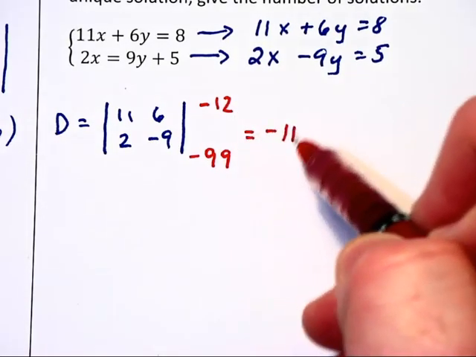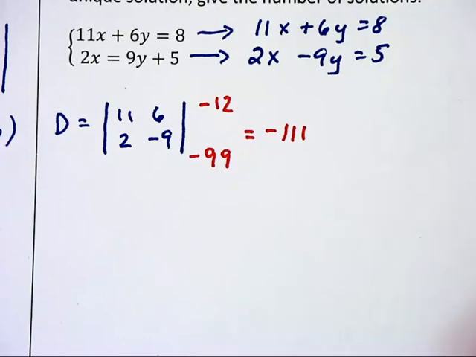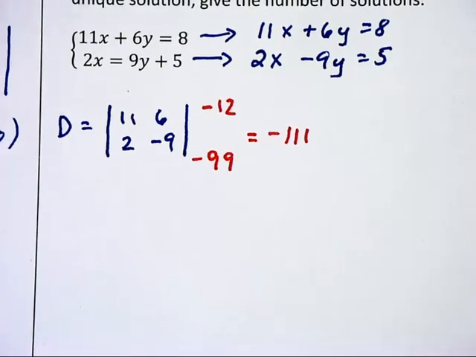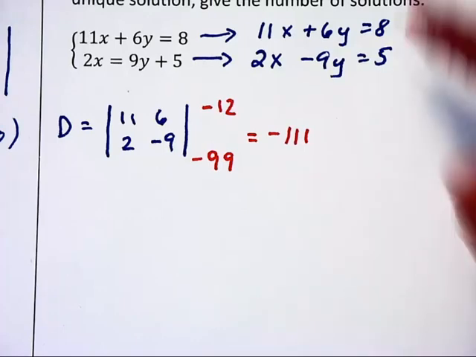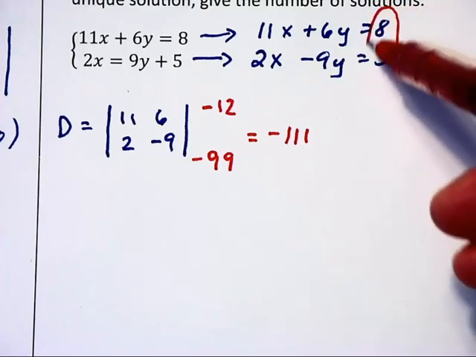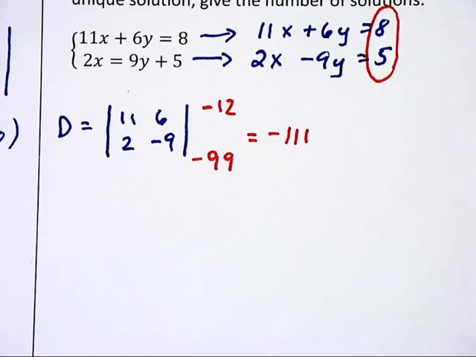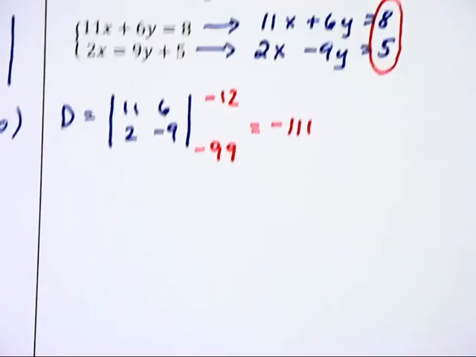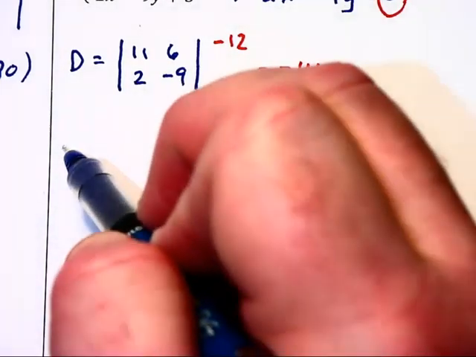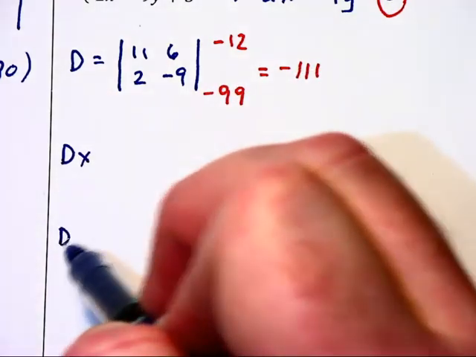to get negative 111. Now, I always do this first because I need to make sure that D is not equal to 0. If D is equal to 0, I've got a problem, and it's either a no solution or all real numbers type of problem. We've not used the 8 and the 5 yet, and what we're going to do is find two more determinants, which we will call dx and dy.